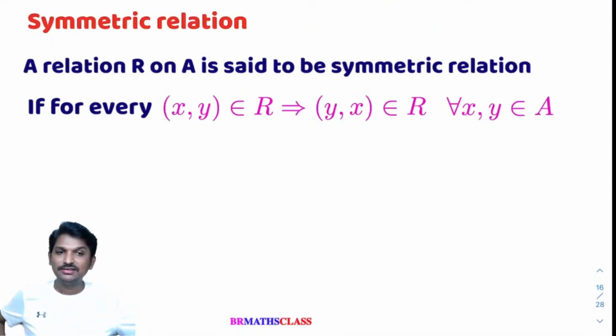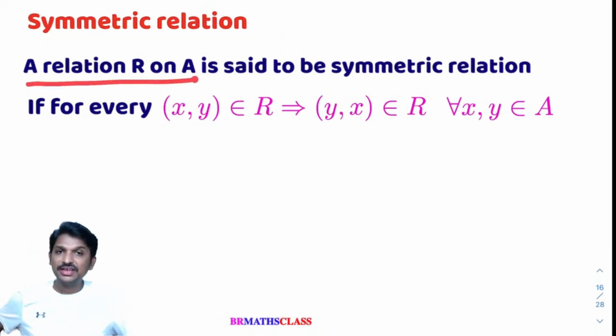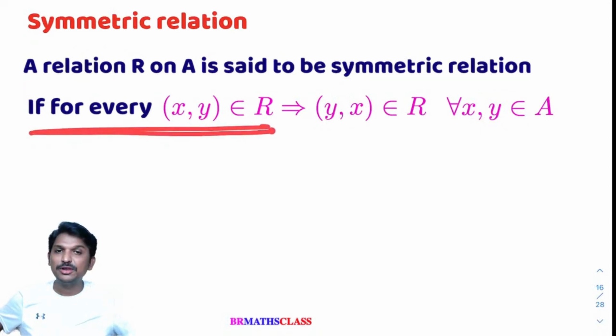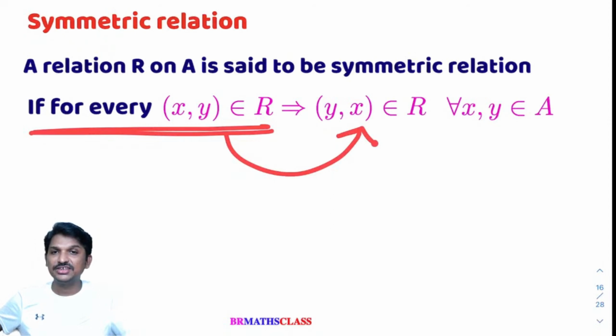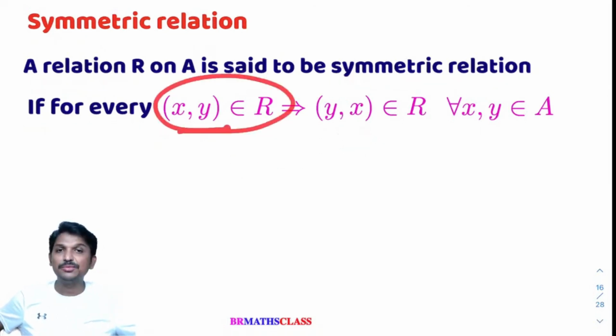Symmetric relation. See this symmetric relation. What is the definition of a symmetric relation? A relation R on set A is said to be a symmetric relation if for every ordered pair x comma y belongs to R, y comma x also belongs to R. Then we say that the relation is a symmetric relation. First of all, R is a relation on set A. This relation is said to be symmetric when for every ordered pair x comma y belongs to R, if y comma x also belongs to the relation, then we say that relation is symmetric.